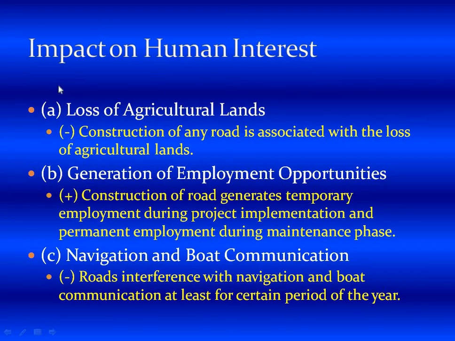What about human interest? We talk about the effects on humans, because humans are one type of biological impact. Loss of agricultural lands. It's also a social impact. So here agricultural lands are affected, so the occupation is affected. Construction of roads leads to the loss of agricultural lands, because they are consuming the lands to make that.